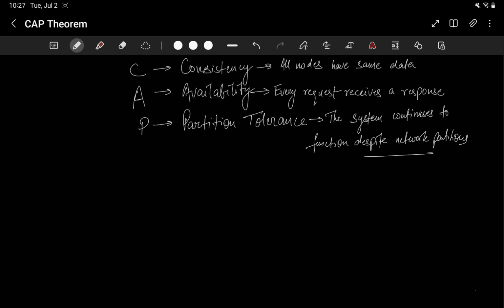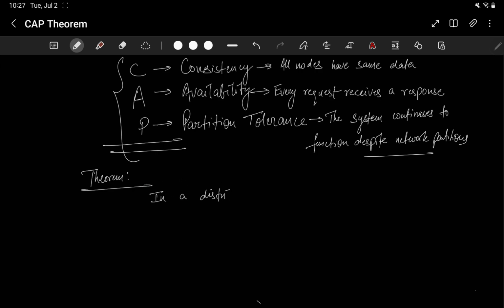Okay, now we say that the CAP theorem states that there can be, actually right now I have only given you the definition of CAP. Now comes the theorem. What is the theorem? Theorem states that in a distributed system, only two out of three guarantees can be achieved simultaneously.